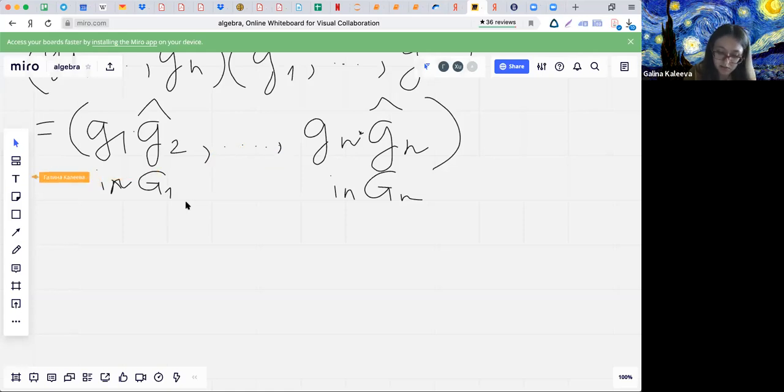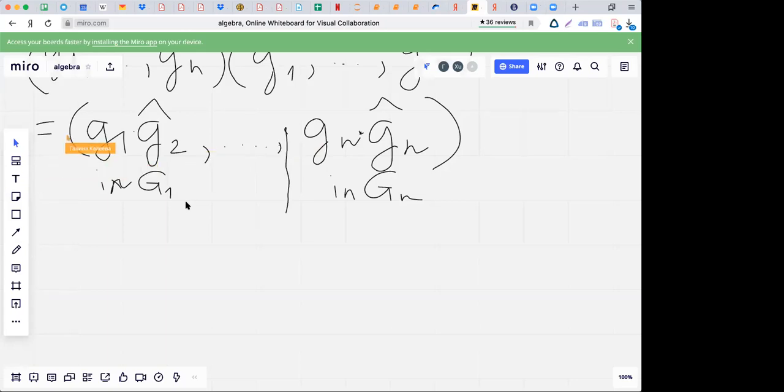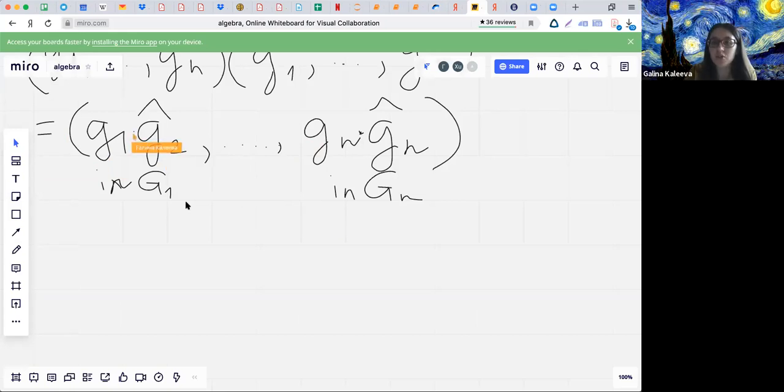Excuse me. Why did we multiply g1 by g2 hat? Because this is a definition of the operation in such kind of group. Let's consider some example and we'll see. For example, let's take the direct product of Z3 and S3.